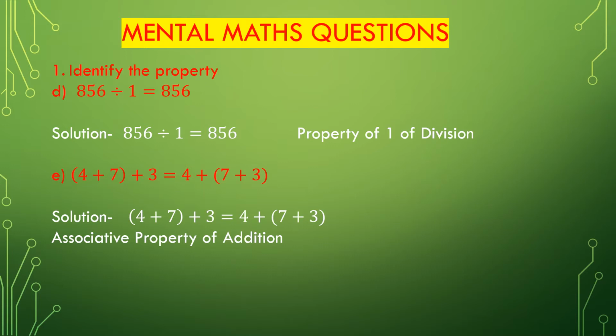Next we solve question number 5th, bit E. 4 plus 7, that is inside the bracket, plus 3 equal to 4 plus 7 plus 3, where 7 plus 3 is inside the bracket. That is the associative property of addition of whole number.